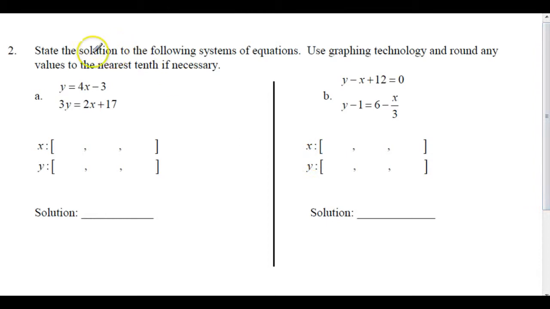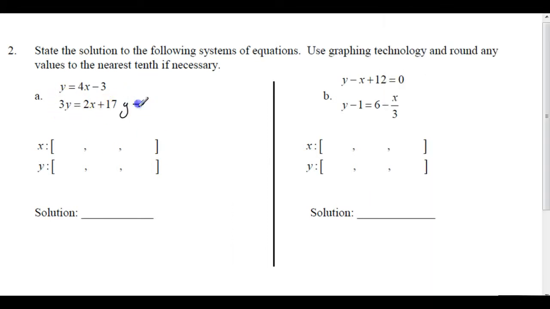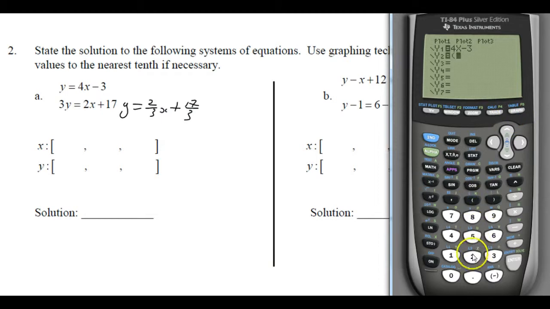State the solution to the following system of equations. Use graphing technology. Round any values to the nearest tenth if necessary. Okay, go to y equals. Let's clear out what we have. Clear, go back up. Y equals negative 4x minus 3. Y2, this needs a little rearrangement, right? Y equals 2/3 x plus 17/3. Okay, y2. 2/3, you don't need these brackets, I just like them. 2/3 x plus 17/3.